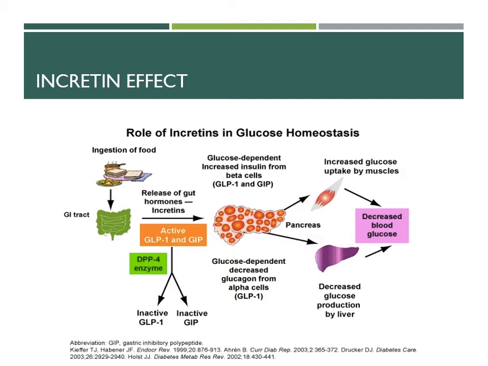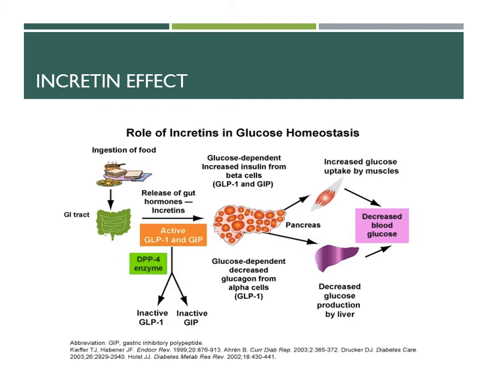So this shows the role of the incretins in glucose homeostasis. It starts with ingestion of food in the GI tract, and so there's a release of the gut hormones, which are called the incretins, and those are GLP-1 and GIP, as I already mentioned. Then take notice of the DPP-4 enzyme, which we'll also be discussing. This inactivates those incretin hormones, so we use DPP-4 enzyme inhibitors to promote a decrease in blood sugar.